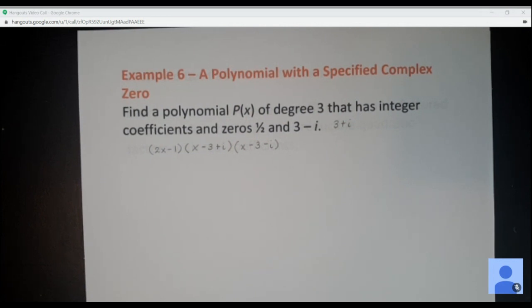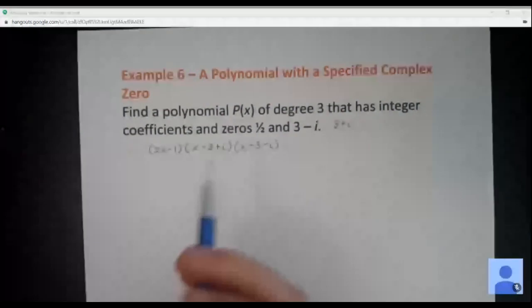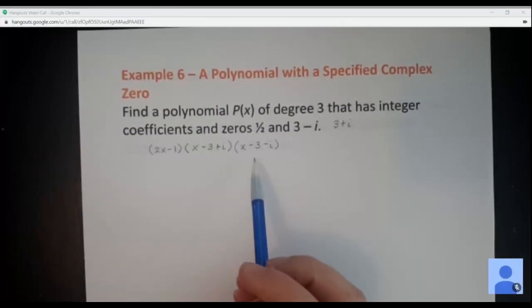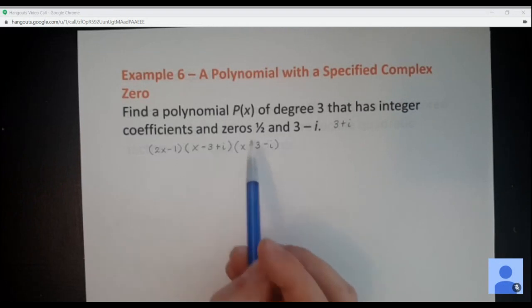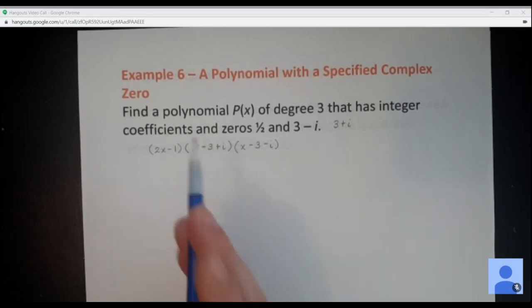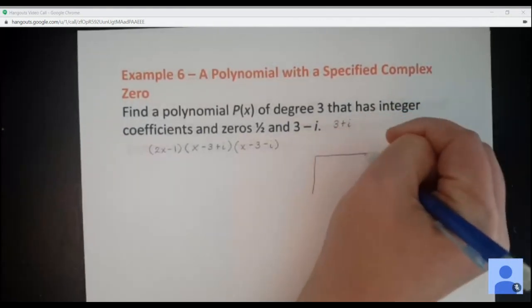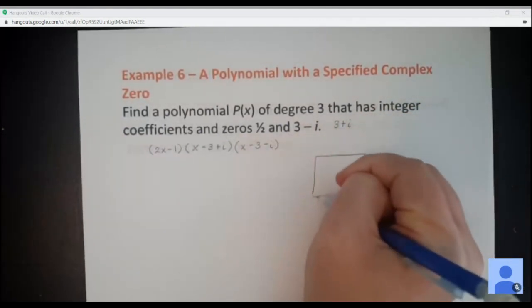All right, so now we need to multiply all this out. And like I told you before, I always look for the ones that have the i's and go ahead and multiply those first, because a lot of times a lot of the i stuff is going to cancel out. Then whatever we get for that, we can multiply by the 2x minus 1. So I'm going to come over here and do a box method for this one since we've got 3 terms in each.